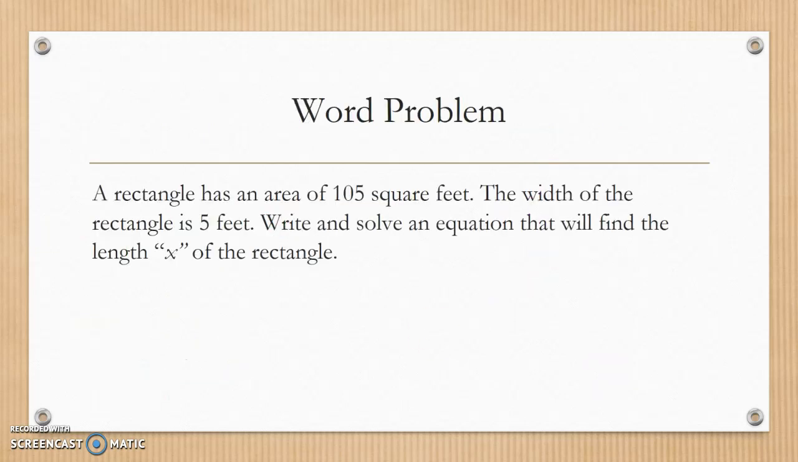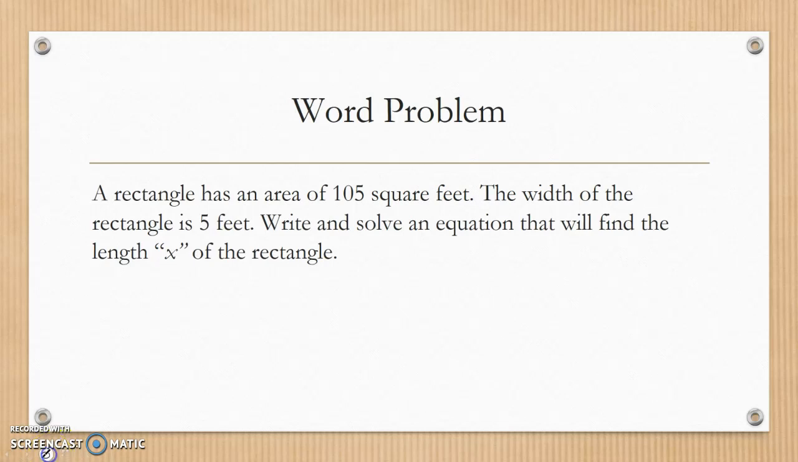Our last problem is a word problem. So first, when we're doing word problems, the best thing you can do is read through it. And then once you've read through it once, go back and reread it and underline, circle, box all the important information that you know you're going to be using. So here it says a rectangle has an area of 105 square feet. The width of the rectangle is 5 feet. Write and solve an equation that will find the length x of the rectangle.